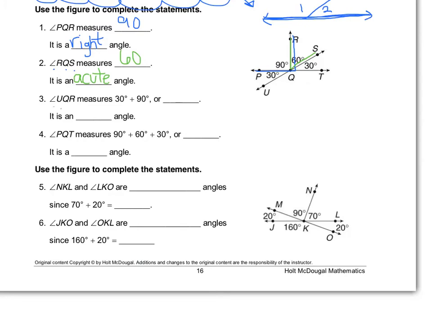UQR. Find it. So that is referring to this angle right there. So I have 90 plus 30, 120 degrees. That is over the 90-degree limit, so we call that obtuse. You're too big. Can you read that? Good. All right, now I have one more.